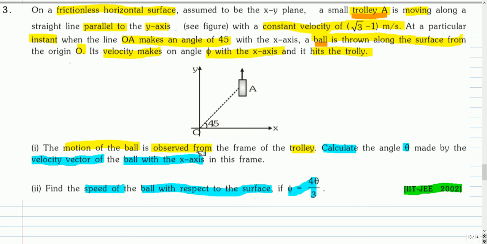The motion of the ball is observed from the frame of the trolley. Calculate the angle theta made by the velocity vector of the ball with the x-axis in this frame, that is, with respect to the trolley. The second part is to find the speed of the ball with respect to the surface if phi is 4 theta by 3.